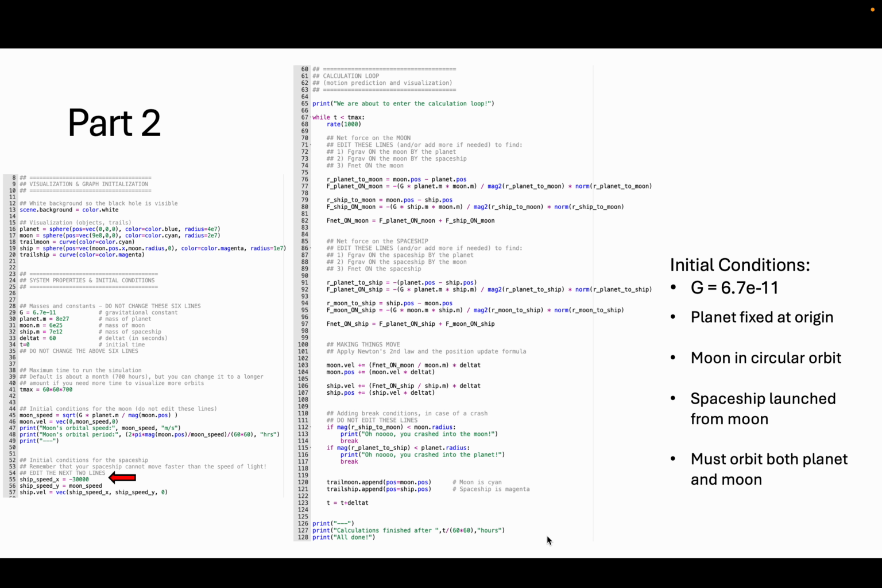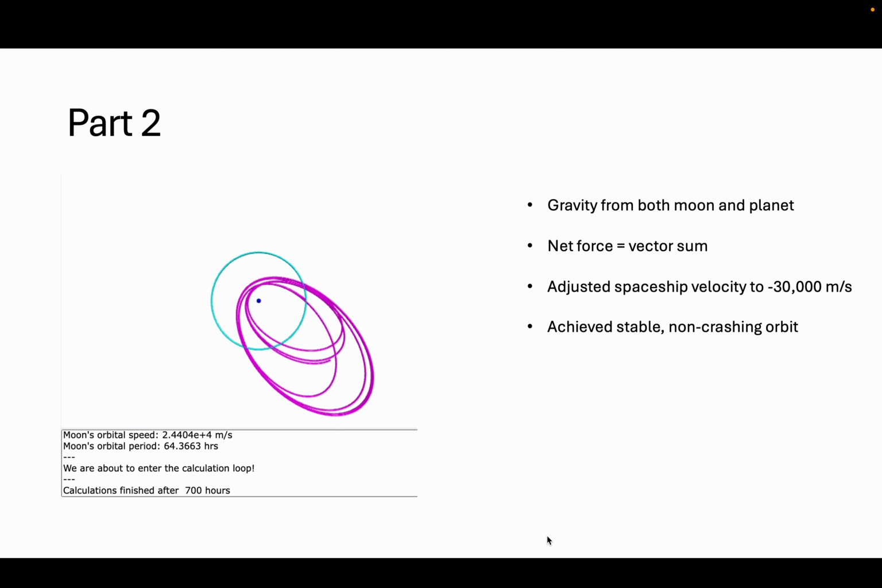I calculate gravitational forces on the moon from the planet and spaceship. Using Newton's second law, I update the velocities and position of both objects. Lastly, I add the current position to the trail to draw the figure 8 path. By adjusting the launch velocity, I found a path that loops around both the planet and the moon. After testing multiple velocities, I found that an initial velocity of negative 30,000 meters per second gave me a stable orbit where the ship loops around both bodies.